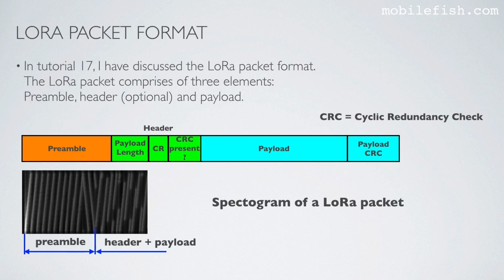In tutorial 17, I discussed the LoRa packet format. The LoRa packet comprises three elements: a preamble, a header, which is optional, and a payload. And this is the payload cyclic redundancy check. Here is a spectrogram of a LoRa packet. This part is the preamble, and starting from here is the header and part of the payload.